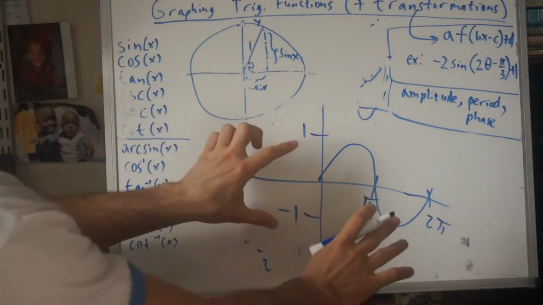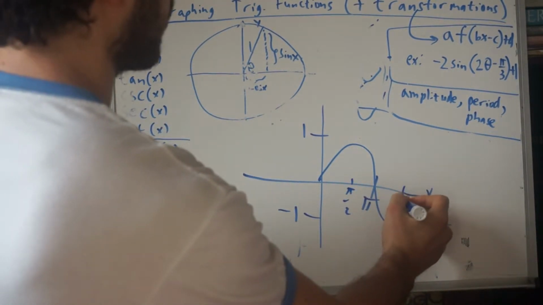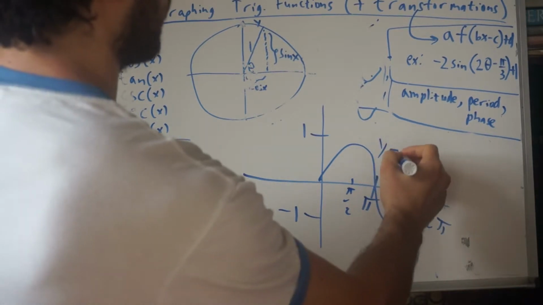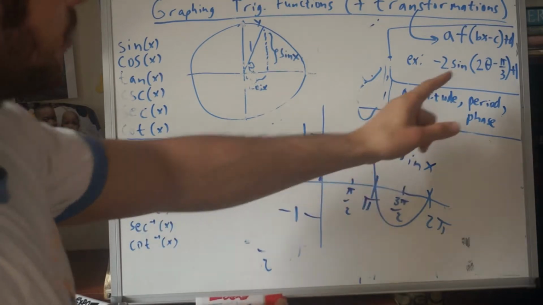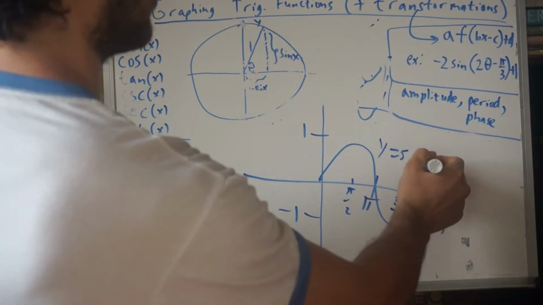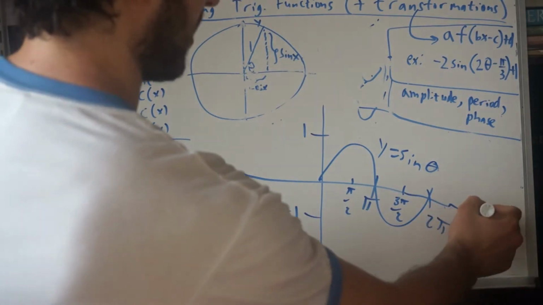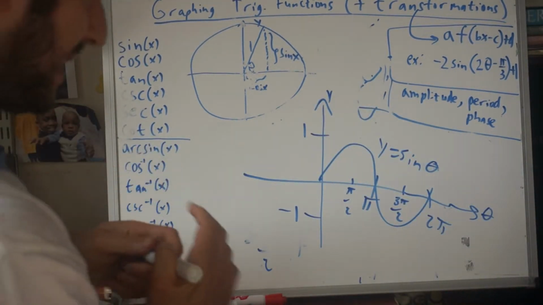So that's our basic sine function. This is pi over 2. All right, so how do we mess with this till we get that? That's the idea. So we're using theta. It doesn't matter what variable you use. So this is our theta axis. This is our y.